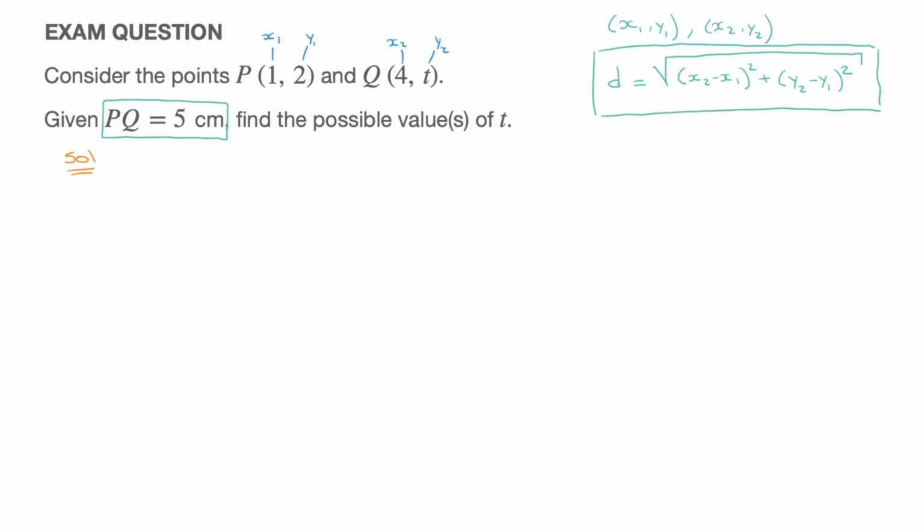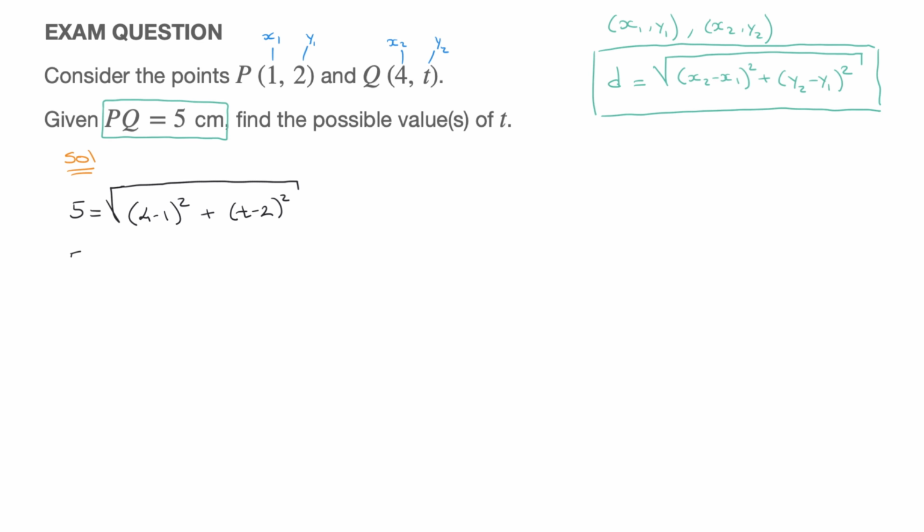In other words, we can go ahead and state that according to the distance formula, 5 must be equal to the square root of, in parentheses, x2 minus x1, so 4 minus 1 close parentheses squared, plus y2 minus y1, so that's t minus 2 close parentheses squared, and all of that's under the square root. Now I'll take care of tidying all of this up a bit. We know that 4 minus 1 is equal to 3, so here we'll have 3 squared, which is 9.